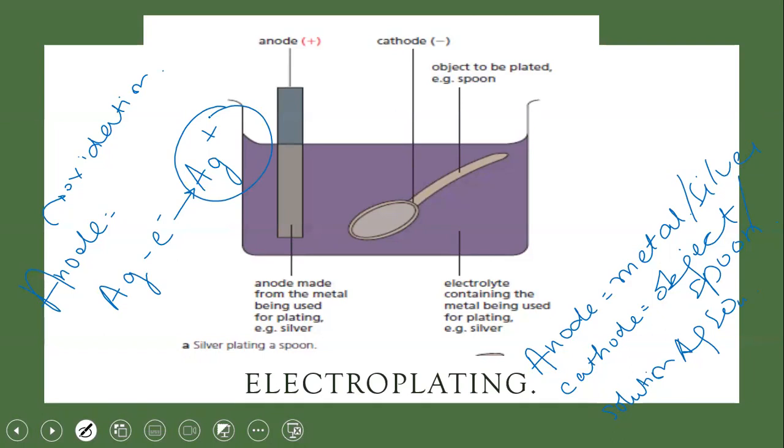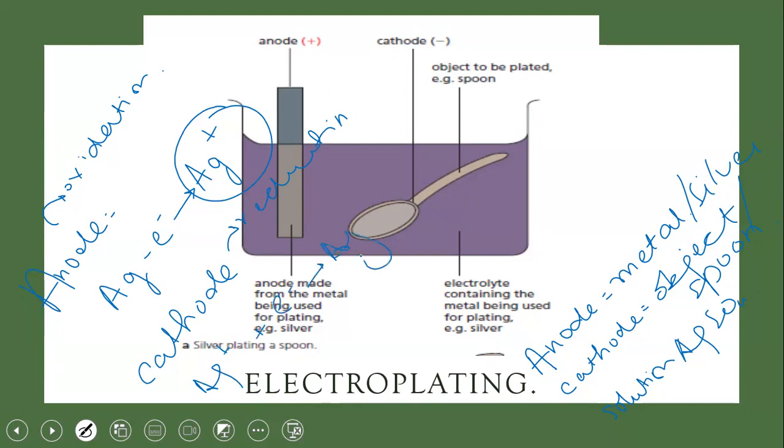It's going to go to the cathode. So the silver ion is going to go to the cathode. And what happens at the cathode? What process happens? Reduction. What is reduction? Gain of electrons. So the silver is going to gain electrons and become silver metal.